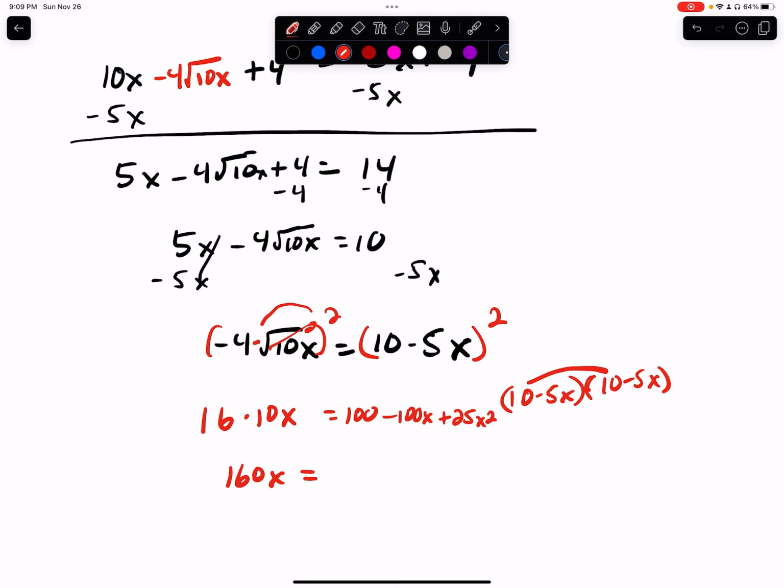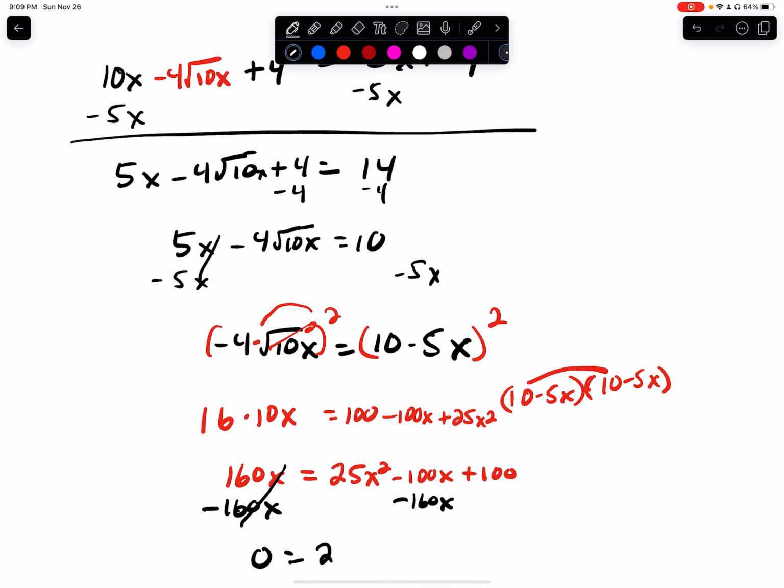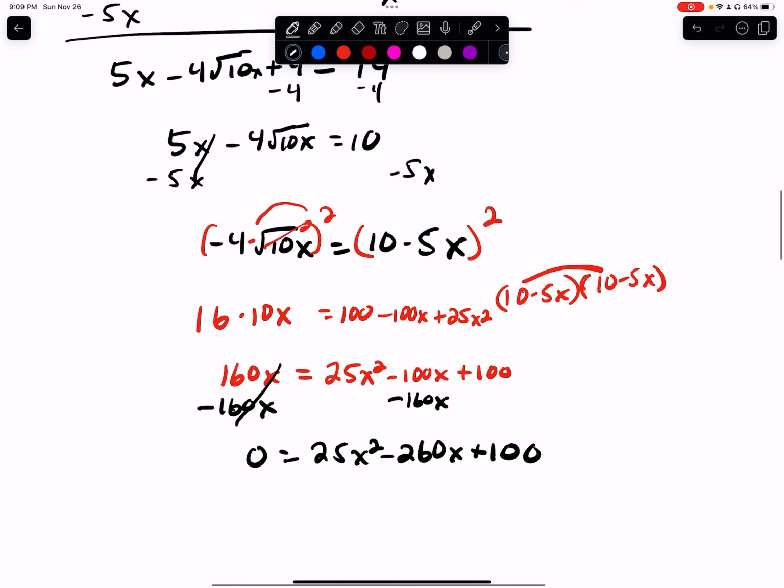Now I'm going to write this in order here. So I'm going to get 25x squared minus 100x plus 100. And again, we have a quadratic, so let's get that minus 160x to make this equal to 0 over here. And you can see I've got 25x squared minus 260x plus 100. Okay, so that is a big, long equation.